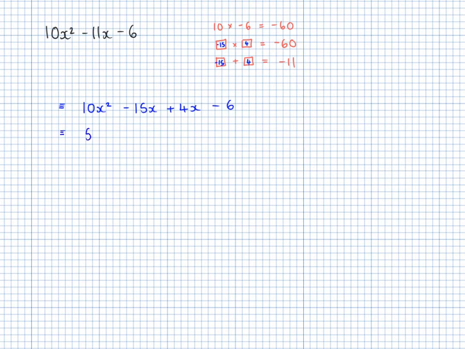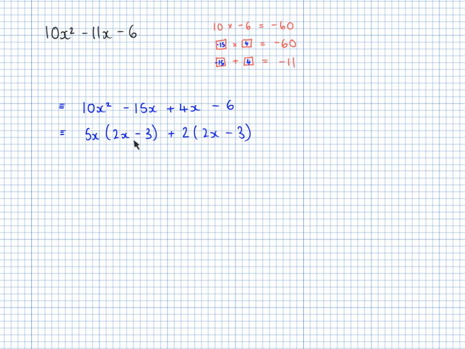5x is a common factor. 5x bracket 2x take away 3, and on this side I have 2 is a common factor, so 2 bracket 2x take away 3, and this time I have this thing adding to this thing, and both of these things have a factor of 2x take away 3.